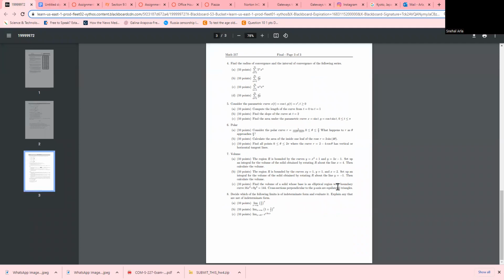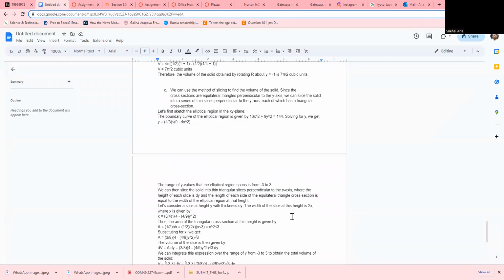For this one, that's our boundary. The cross sections are equilateral triangles, right? We can use the method of slicing to find the volume of the solid. Since the cross sections are equilateral triangles perpendicular to the y-axis, we can slice the solid into a series of thin slices perpendicular to the y-axis, each of which has a triangular cross section.